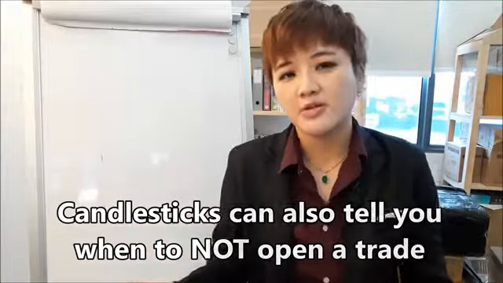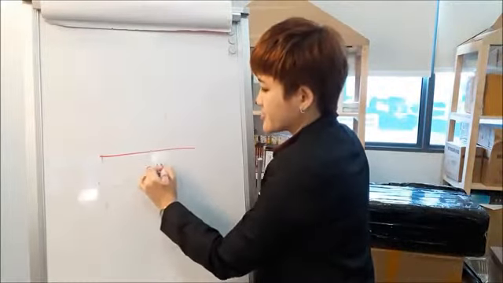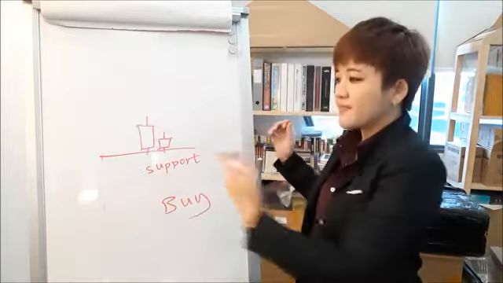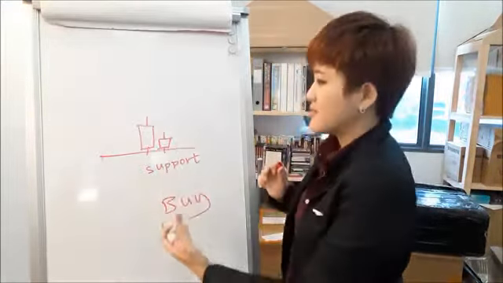Let's say, for example, you have a very strong support over here. You want to look for a buy trade. You see a bearish candlestick pattern on a major support. Then what do you do? You wait. You don't open a trade yet until you see a bullish candlestick pattern on a major strong support with confluence. Then you can open a trade.